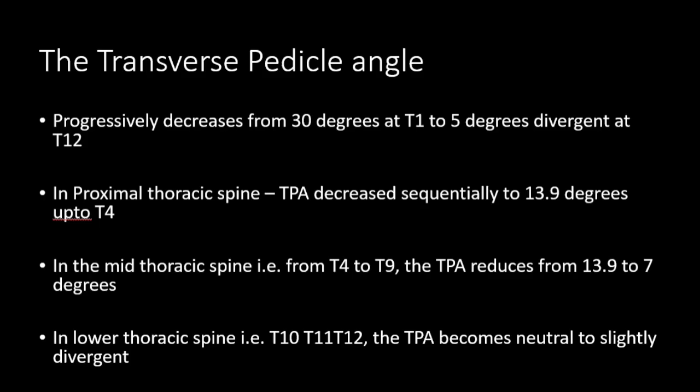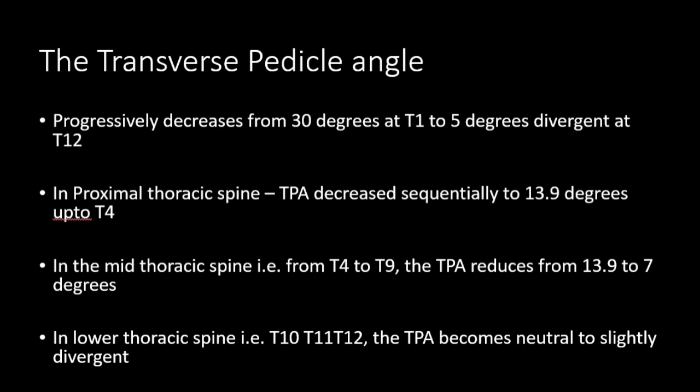Okay, so in the proximal thoracic spine it is about 13.9 degrees. So from 30 degrees to 13.9 degrees, it keeps on reducing, from 30 degrees, 25 degrees, like that, up to T4. At T4 it is 13 degrees, and in the mid thoracic spine it reduces from 13 to 7 degrees, and in the lower thoracic spine it becomes neutral to slightly divergent. So you can see that in the lower thoracic spine, you should not have a significant angulation.